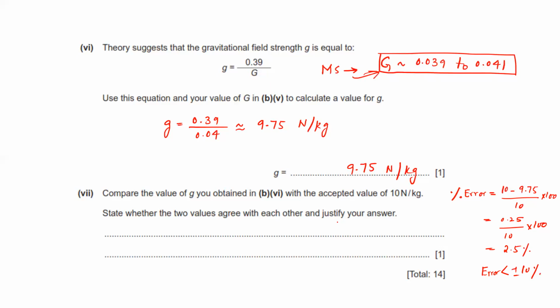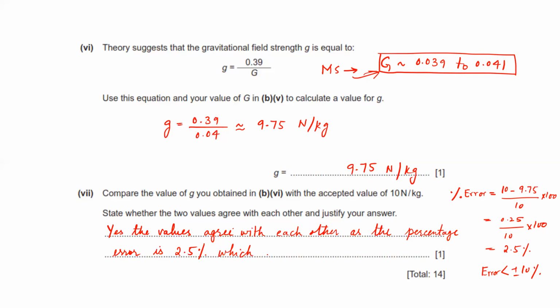State whether the two values agree with each other and justify your answer. So yes, the values agree with each other, as the percentage error is 2.5%, which is below the acceptable error range of plus minus 10%.